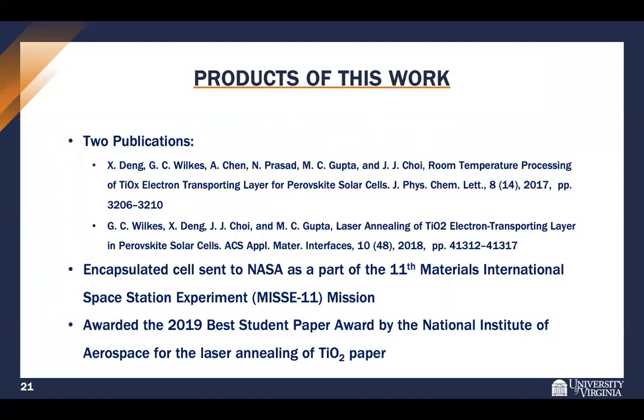So, some products of this work: there were 2 publications, one in the Journal of Physical Chemistry Letters and one in ACS Applied Materials and Interfaces. We also sent an encapsulated cell to NASA as part of the 11th Materials International Space Station experiment. And I was awarded the 2019 Best Student Paper Award from the National Institute of Aerospace for the work on laser annealing of TiO2.